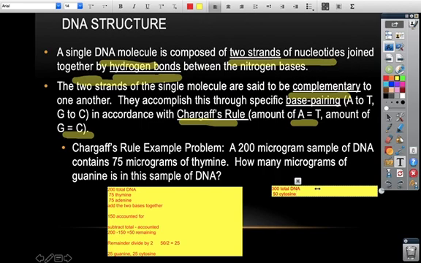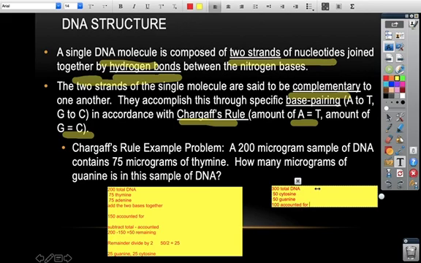So we had 300 total. We have 50 micrograms of cytosine. So according to Chargaff's rule, you should also have 50 micrograms of guanine. So C and G are equal to each other. So if you add those two together, you should get 100 micrograms accounted for.